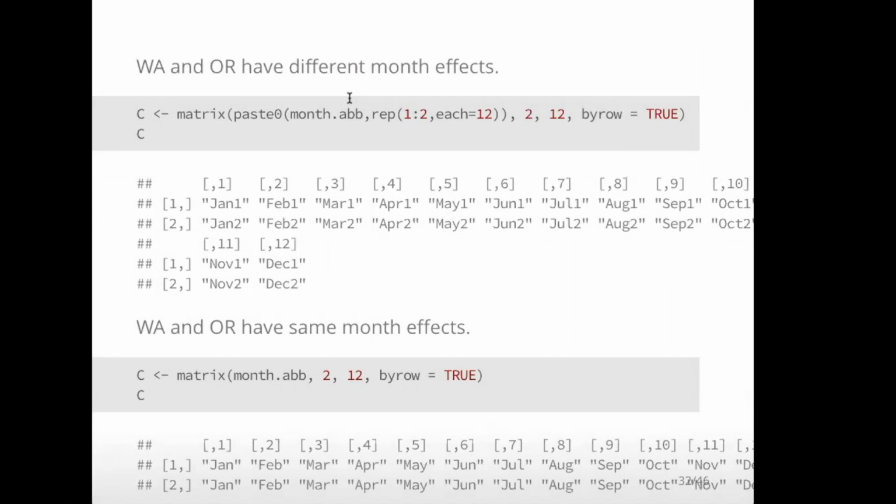And this is what your matrix would look like if the effects are different. So you can see this is January for the first row, January for the second row. The key thing is they're just different. And if you want to model them the same, make them the same.